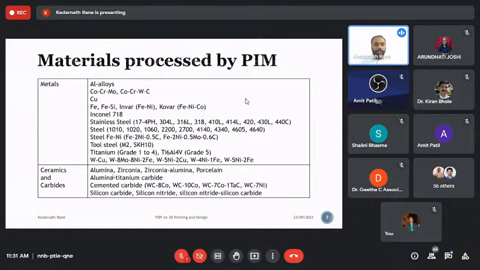Considering the high melting point of ceramics and carbides, we require a substantially higher sintering temperature as compared to the metals, because most of the common metals have a melting point between about 700 to 1300. But for ceramics we are going for temperatures from 1300 to even 1800 degrees Celsius. So this is a distinction of the melting point involved. But anyway, we can use any material to process through PIM technology.